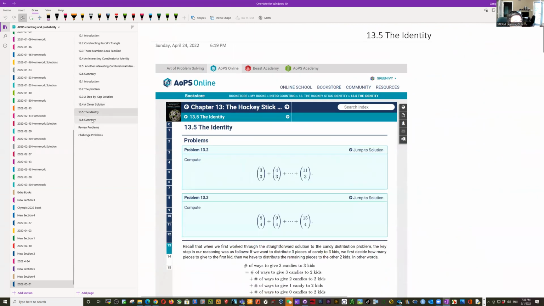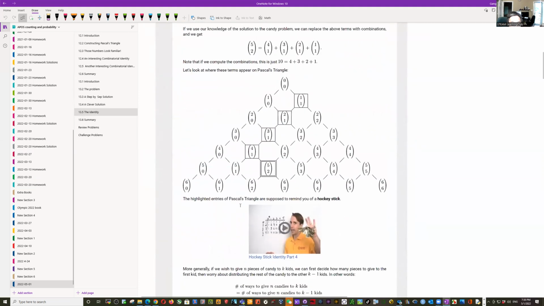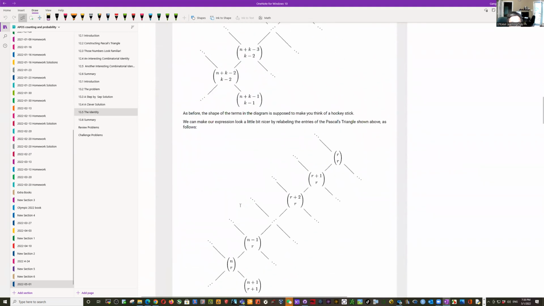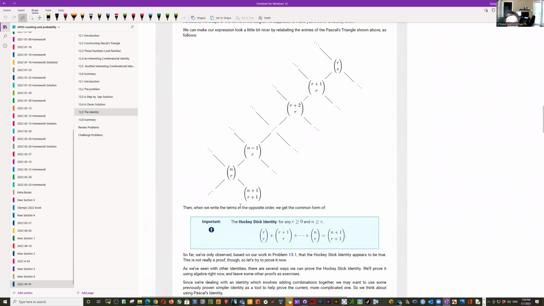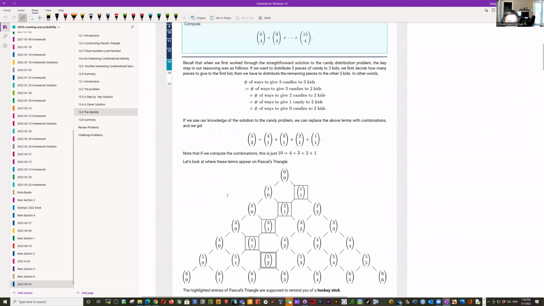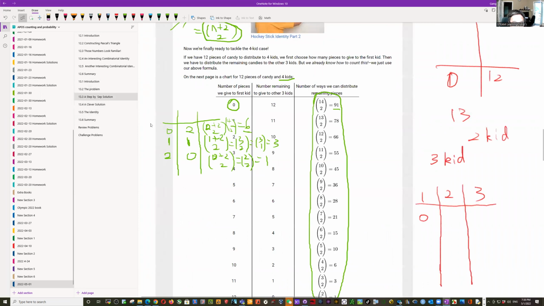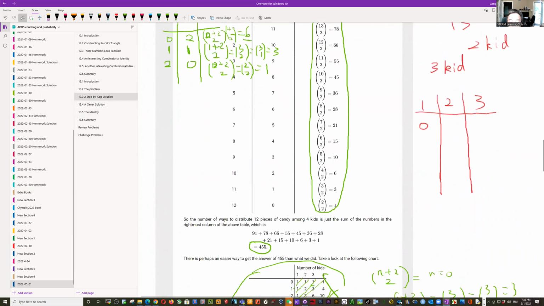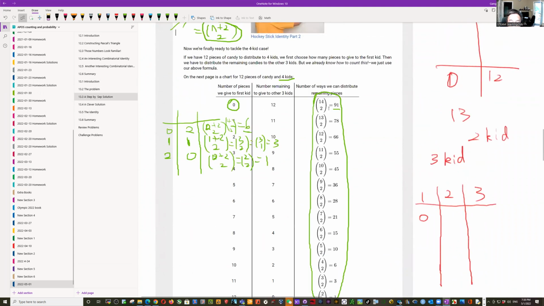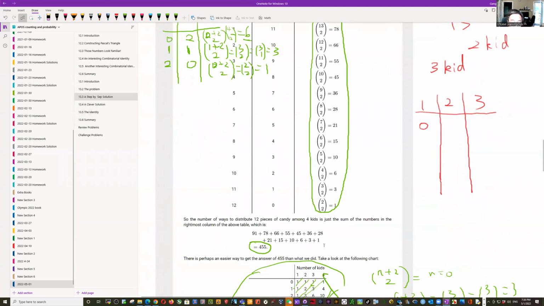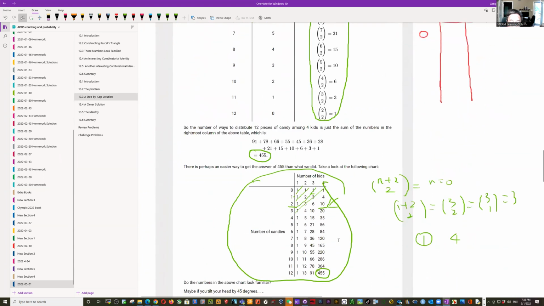So I'm going to just present the last beautiful piece, which is the identity. This identity is called the hockey stick identity. So why is it called the hockey stick identity? Let me just show: this one is 2 choose 2, added all the way up to 14 choose 2, going to be equal to 15 choose 3.